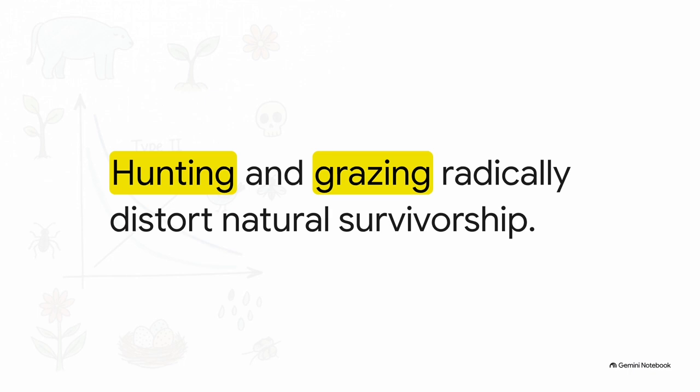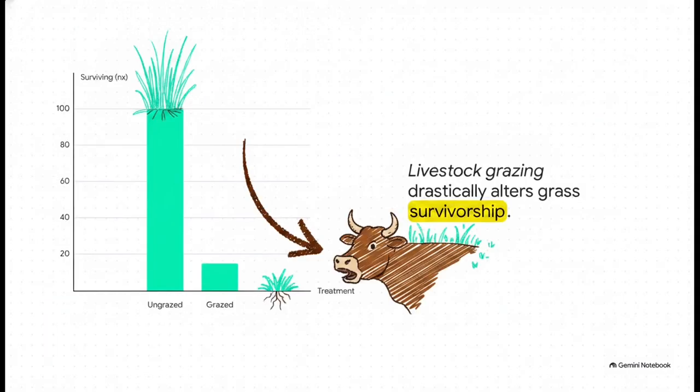Things like organized hunting, over-collecting specimens, or introducing grazing livestock can completely alter a natural environment. Let's look at the evidence to see how our actions can radically distort these natural survivorship curves and, in effect, completely rewrite a species' life table. Data from Arizona grasses shows us exactly how this dynamic plays out.